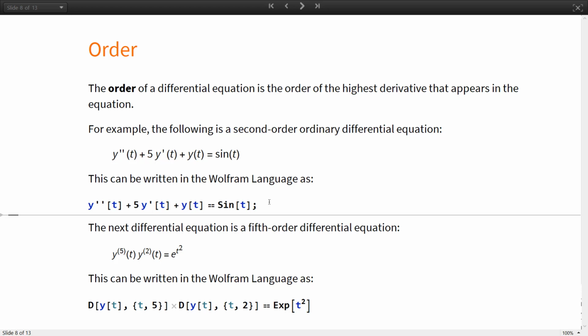The next differential equation is a fifth-order differential equation. Using the superscript of 5 in parentheses is common notation to represent higher-order derivatives to make the order of such derivatives more clear. When very high derivatives are present, it may sometimes be more convenient to use the Wolfram language D function to calculate the derivatives instead.